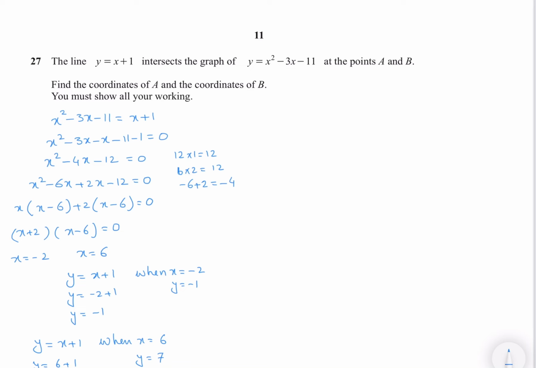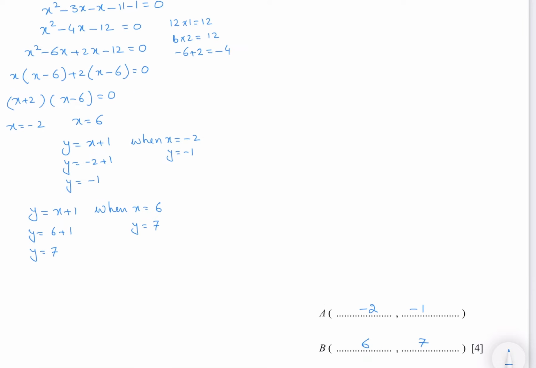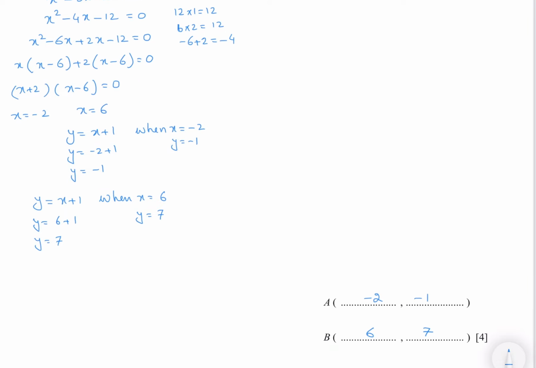So write down the straight line equation y is equal to x plus 1 to find out the value of y. So when x is equal to minus 2, your y is minus 1. Again you write y is equal to x plus 1 and put the value of x is equal to 6 in it. You get the value of y 7. So write down these values in the answer space.